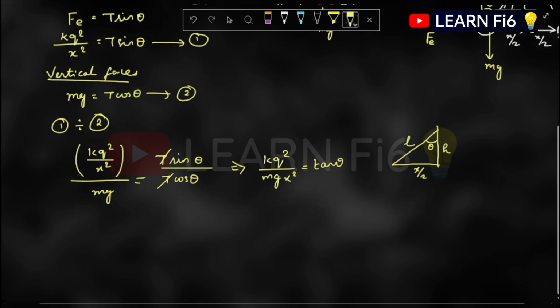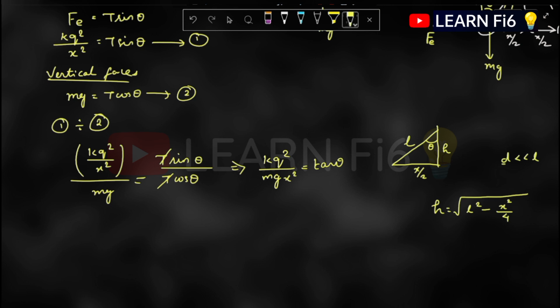So what will we get from the Pythagoras theorem? You can use the Pythagoras theorem. H is equal to root of hypotenuse square minus base square. We will get x square by 4. As per the question, it is given that the d value is very small when compared to the length of the string.